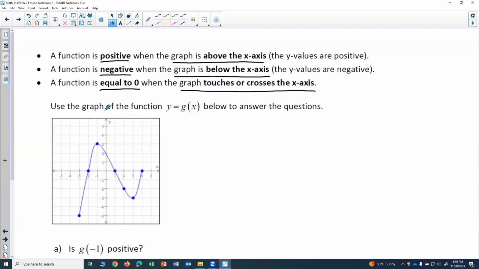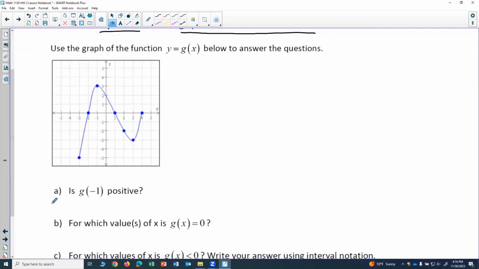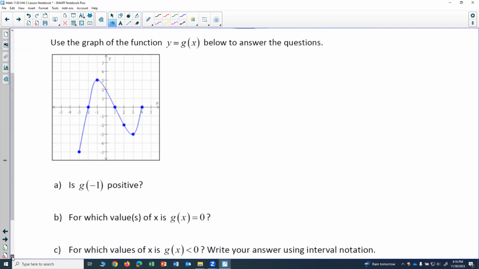Let's look at this graph of y equals g of x. And we have a curve that starts out below the x-axis, comes up through the x-axis to a high point, turns back around, goes back through the x-axis down to a low point, and then comes back up and touches the x-axis. So we're going to answer a few questions about this graph. First of all, is g of -1 positive?